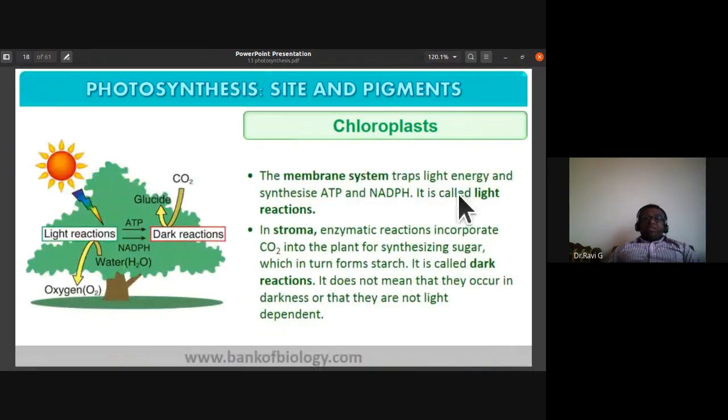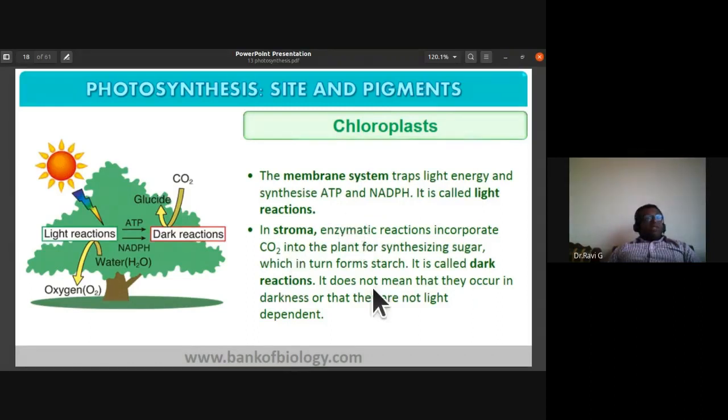So the membrane system traps the light energy and helps in the synthesis of ATP and NADPH. What is ATP? Adenosine triphosphate. And NADPH is nicotinamide adenine dinucleotide phosphate, reduced, because it has the H, which indicates reduced. This is called the light reaction.